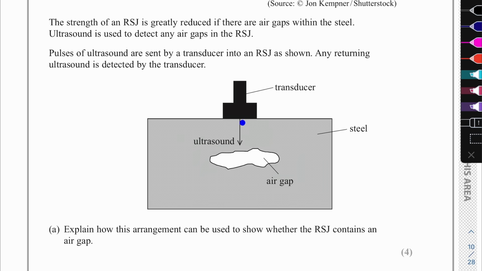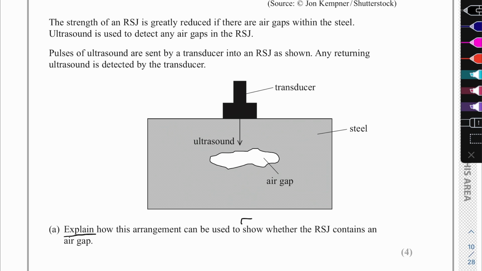So the ultrasound wave is sent. If there's an air gap, you can imagine that it probably reflects back somehow, either goes here, then reflects somewhere else, and at the end comes back to the transducer, as opposed to if there was no air gap, it would go straight down and then back up again. So any returning ultrasound is detected by the transducer. The question says: explain how this arrangement can be used to show whether the RSJ contains an air gap or doesn't contain an air gap.